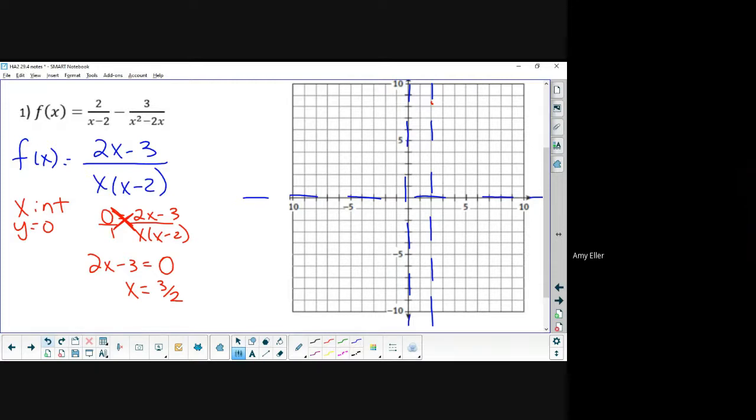Questions on the x-intercept. Let's plot it. 3/2 is 1.5.